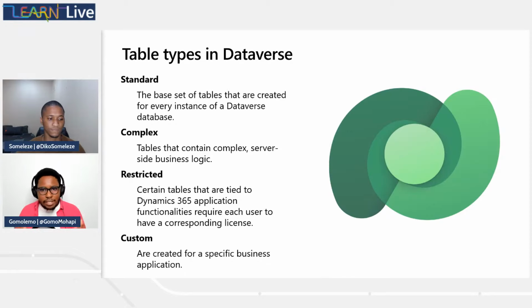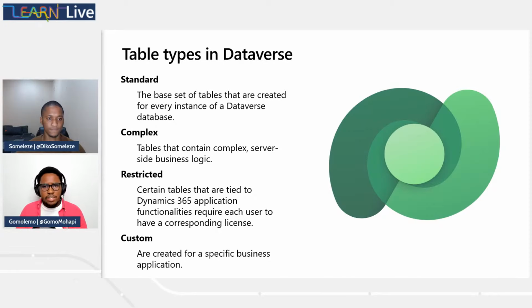These are a base set of tables that are created with every instance of a Dataverse database, right? So when you acquire a license and you configure your Dataverse database, you will find that there is a whole list of pre-made tables there that you can use across varying use cases, right? These are known as the out-of-box tables.